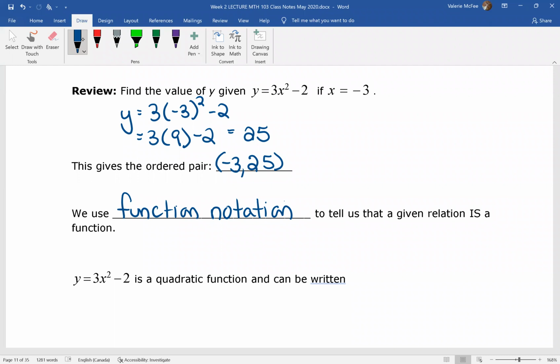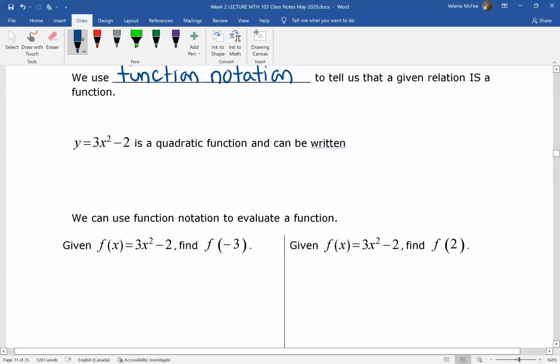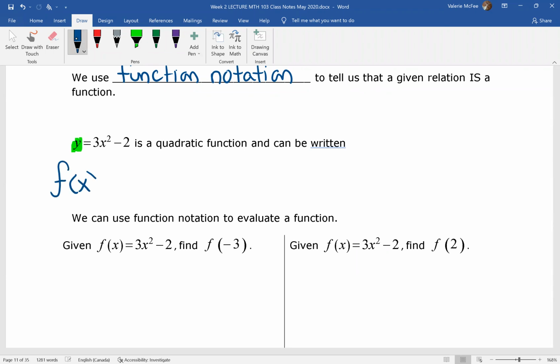Our input was x, our output was y. So how do I show that this relation is a function? We're going to take y and write it as f of x. Let's make a note here. It's not multiplication. When I meet with many of you, you say f times x. It's not multiplication. This is function notation that tells me that this is a function of x.